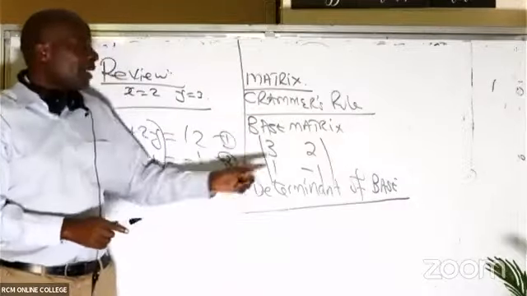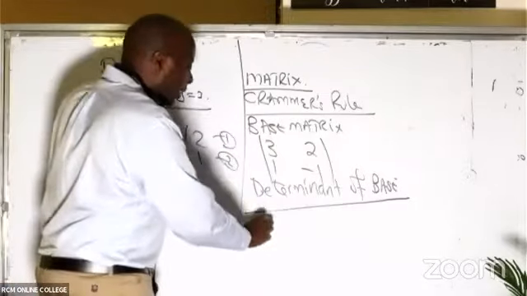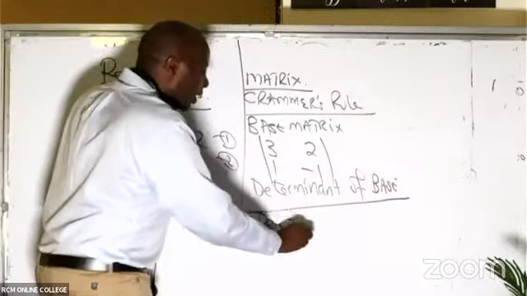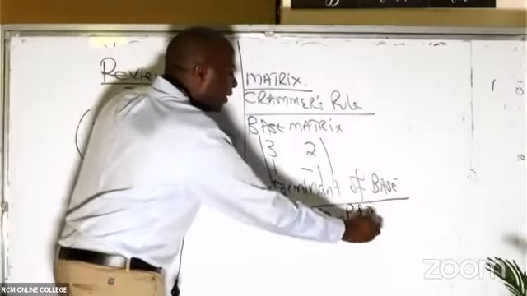Like now, I'm telling my examiner that what I'm getting here is the determinant of the base. And then I'll write the formula. Formulas are normally awarded marks. Determinant is PPD minus PSD.